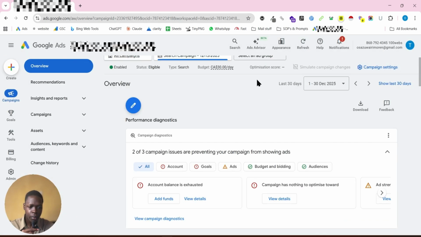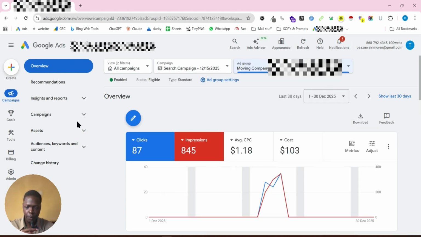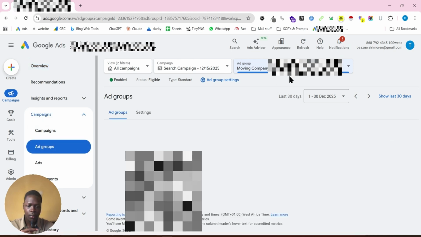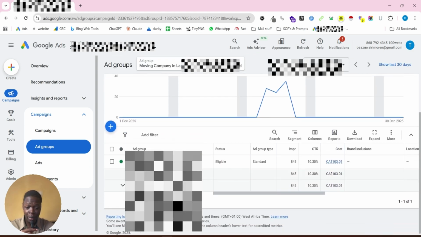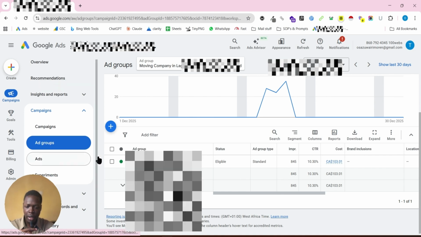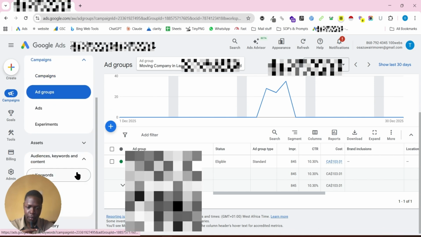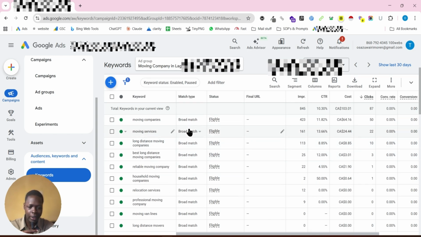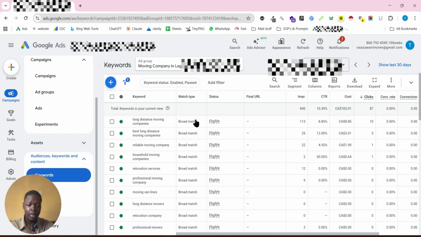So let's check their ad group. They have only one ad group, which might not be bad, but we want to know until we check their keywords. So let's look at their keywords. Yeah, this is probably why they didn't get any meaningful results from this campaign. Just looking at it, I can see they're using broad match, which is really terrible.